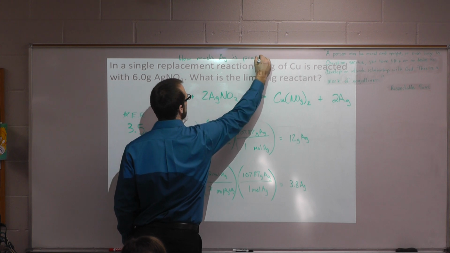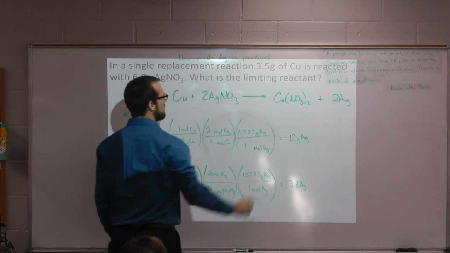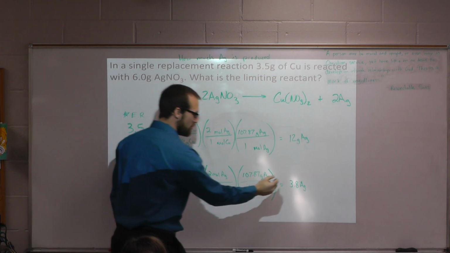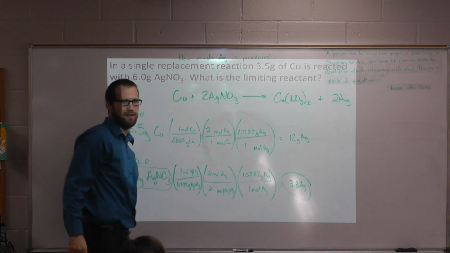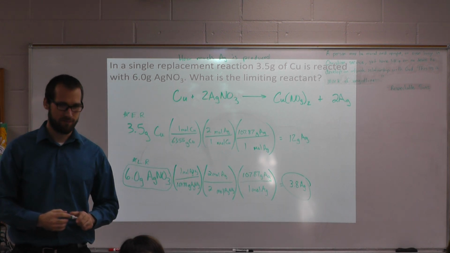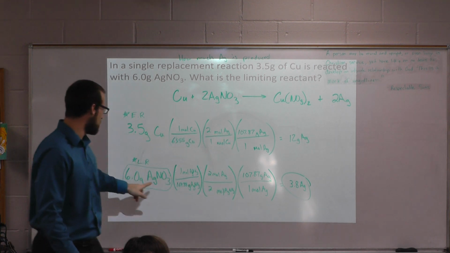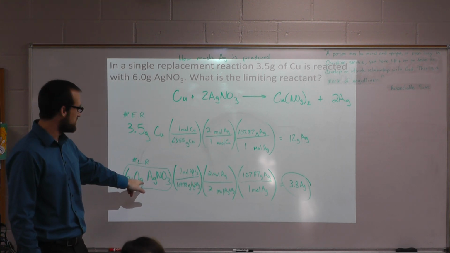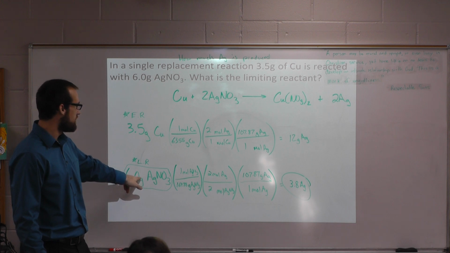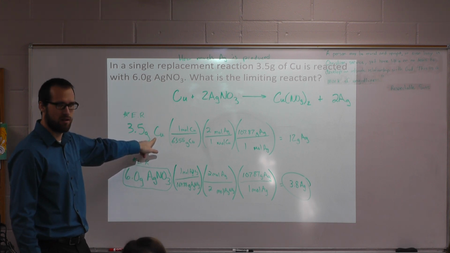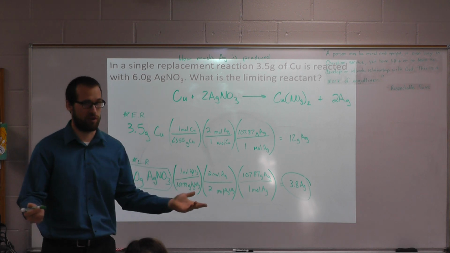What would be your answer? This would be your answer. Why is it that? Because we don't have enough of it to make 12. I don't have enough of it to make 12. This is going to run out first. As soon as this runs out, will this react anymore? No, it'll just be left over, excess.